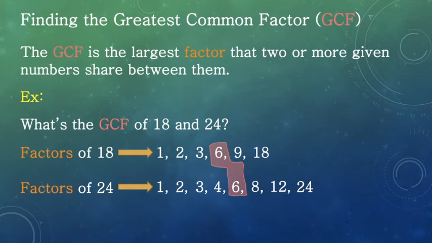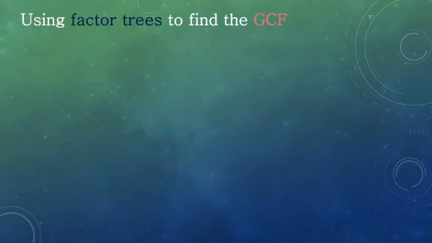This method definitely works, but it's not very efficient. It's quite time consuming considering that we might have much bigger numbers than these. 18 and 24, we could list off the factors in a matter of seconds, but if we're working with triple digit or quadruple digit numbers, that's going to be quite tough and quite long to do. So there is a much better method to find the greatest common factor, and that is by using factor trees.